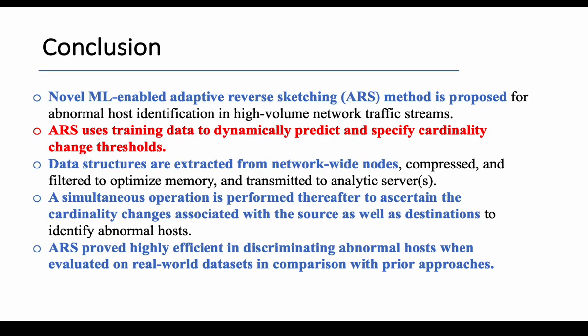So to conclude, in this paper we introduced a novel machine learning enabled adaptive reverse sketching method for abnormal host identification. And we use training data to dynamically predict and specify cardinality change thresholds. The data structures were extracted from network-wide nodes, compressed, and then filtered to optimize memory and transmitted to analytic servers. A simultaneous operation was performed thereafter to ascertain the cardinality changes associated with the source as well as the destination to identify abnormal hosts. And ARS proved highly efficient in discriminating abnormal hosts when evaluated on real-world datasets in comparison with other approaches.